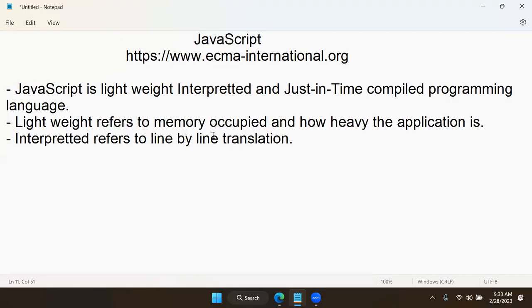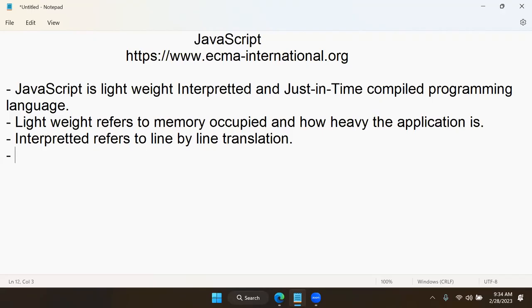So interpreted refers to line by line translation. That means the entire program is not translated at a time. It will translate line by line. JavaScript provides a line by line translation technique that is called interpreted. What is the advantage of that? I will explain. In next scenarios, you will learn about that.